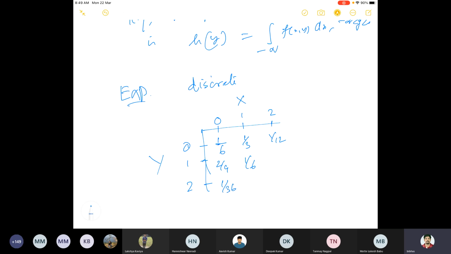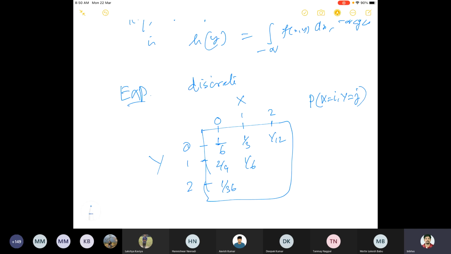If you just sum up all these values inside the table, these are the probabilities inside the table. Let's say this is a matrix, and the ij-th entry is nothing but the probability that X equals i and Y equals j, for all i, j. This is known to me. If you sum up all these values, that will definitely give you 1, because it's a probability distribution function.